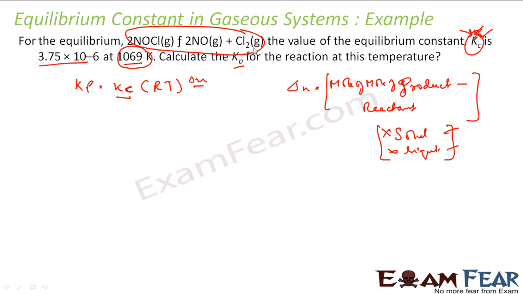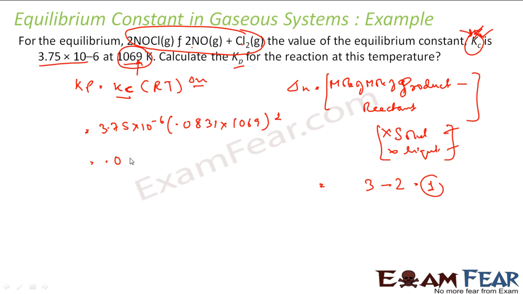So here the number of moles of product is what? 1 plus 2, 3, and for reactant we have 2, so that is equal to 1. So delta n is 1. So let's put the value. Kp will be what? Kc, that is 3.75 into 10 to the power minus 6, into R. R here is 0.0831, and T is what? 1069 Kelvin. Please note, temperature has to be in Kelvin. If it is in Celsius, please convert that into Kelvin. To the power delta n, that is 1. So if you solve this, you get 0.033.